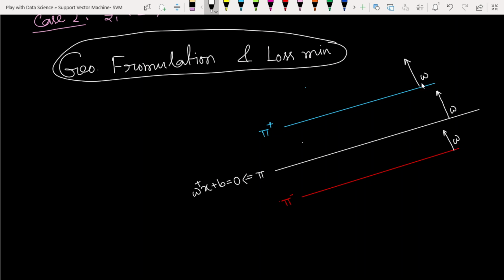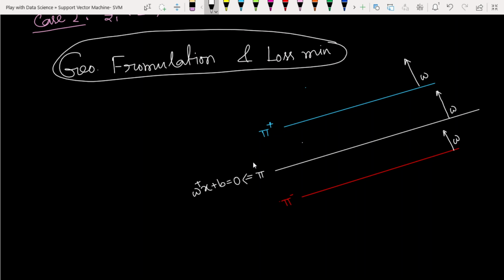So let's take the direction of w as the same direction as the positive points. If you are interested, you can take the negative direction, and according to that you can calculate. In general, every author and every book takes it in the positive direction, so I am taking it in the positive direction. If you are interested, as homework you can take it as the negative direction and do your calculations accordingly.